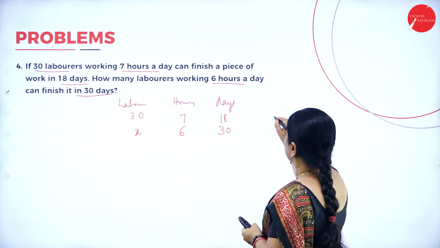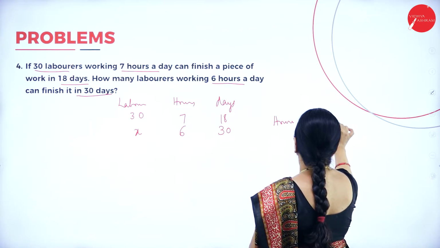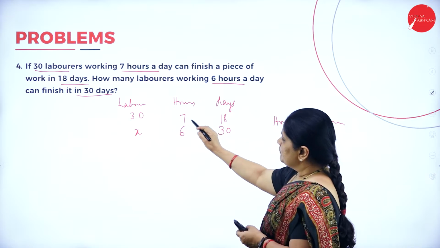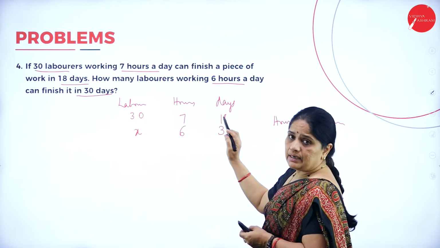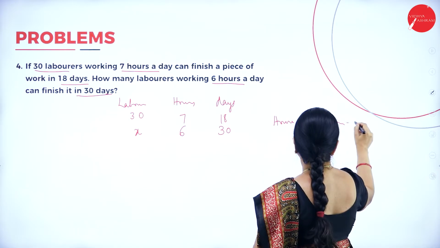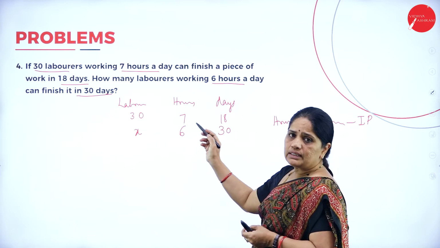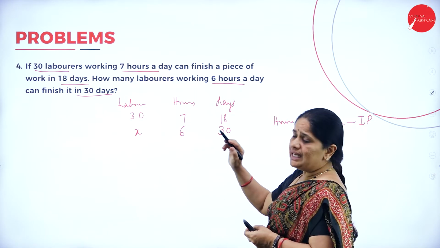Now we will have to compare the laborers with hours. If the hours are less, then the labor will be more. So it is inverse proportion. If the hours are more, then the labor needed will be less.